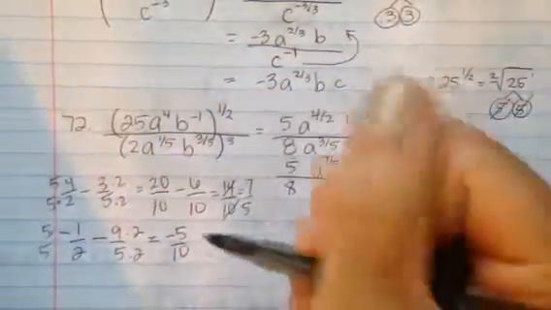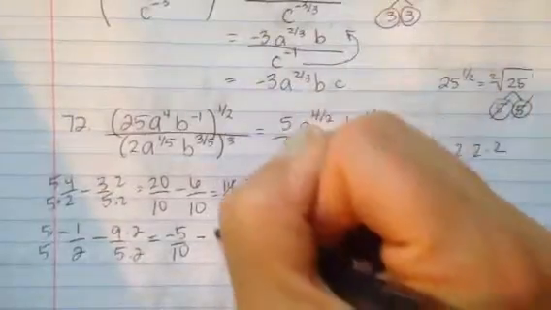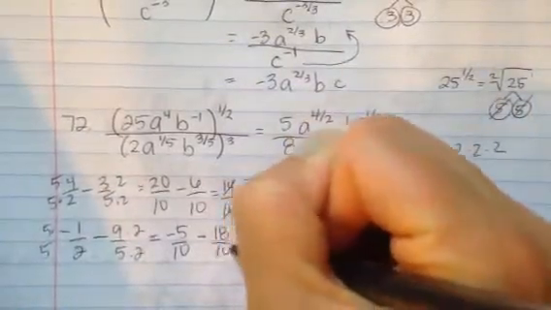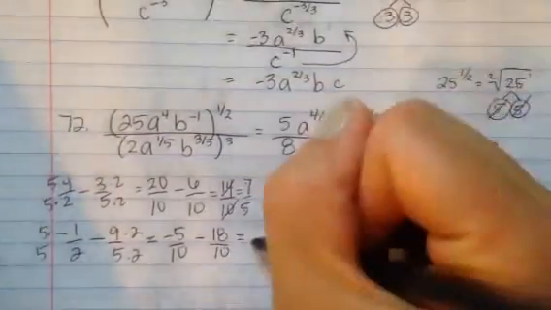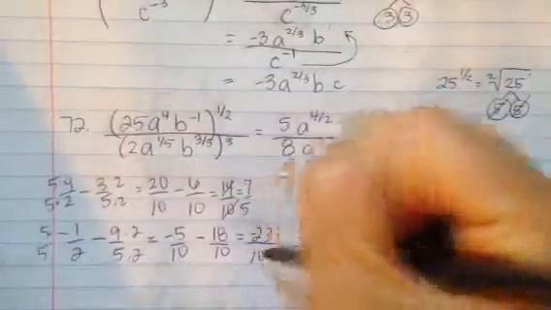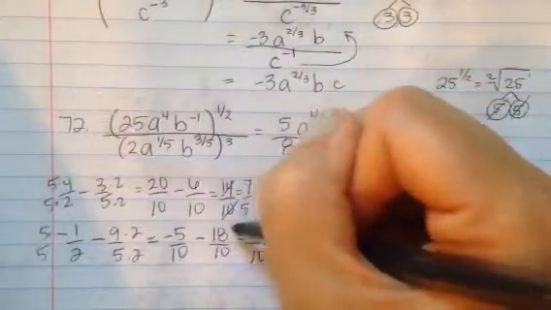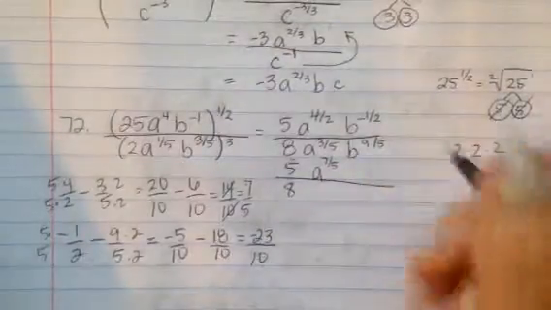-5/10. Sorry, my hand's in the way. I didn't realize that. I was looking at the paper, not the camera. Minus 18/10. So -5 minus 18. Oh my goodness, my mind just went blank. 23, is that right? 1, 2, 3, 4, 5. Yeah. So -23/10, which cannot reduce.